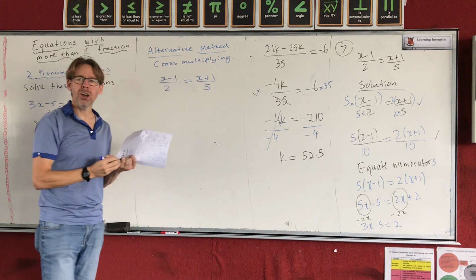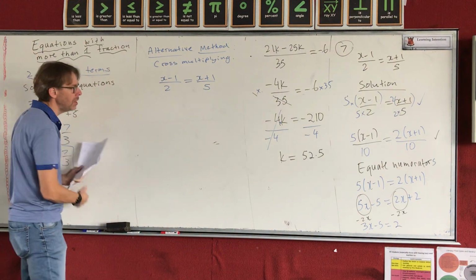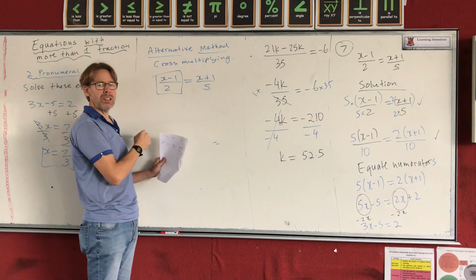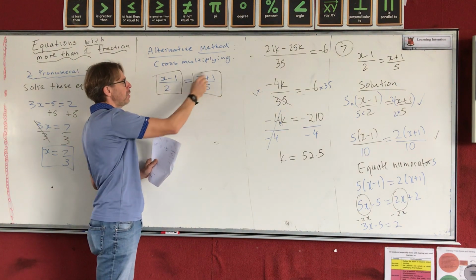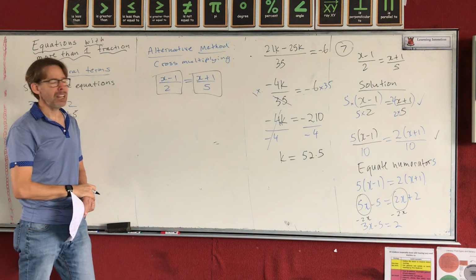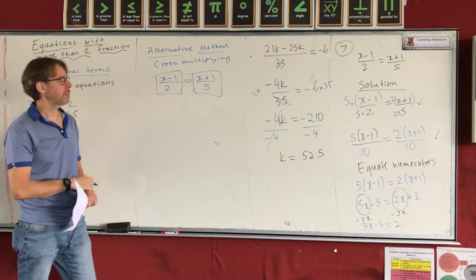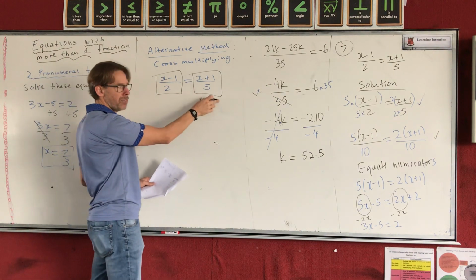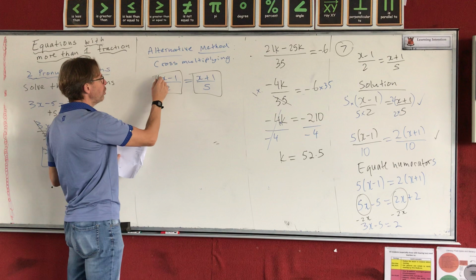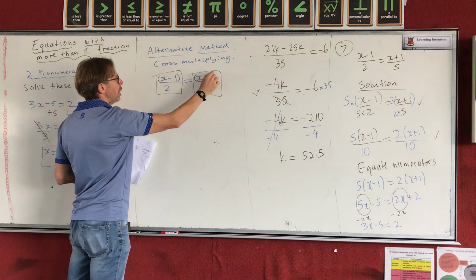Now, how do you know if you can use this alternative method? It works if you've got one fraction equal to another fractional term. Then you can cross multiply. Otherwise, it's not going to work. Okay, so one fraction equals another fraction. Yes, you can cross multiply. Otherwise, don't do it.